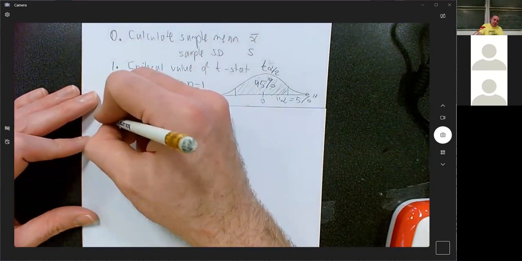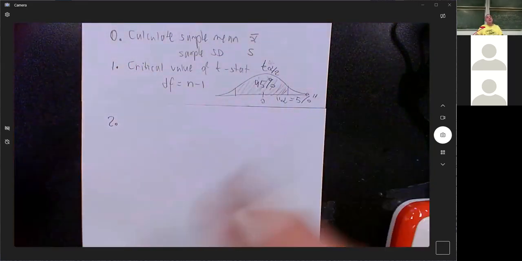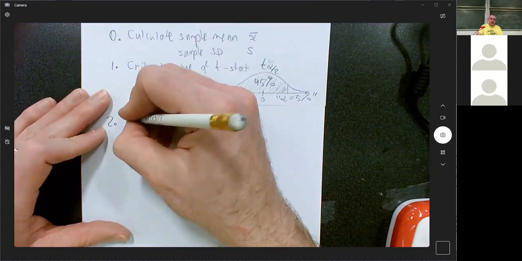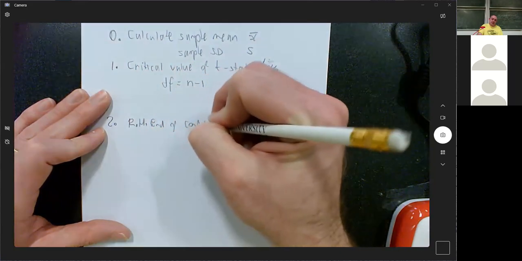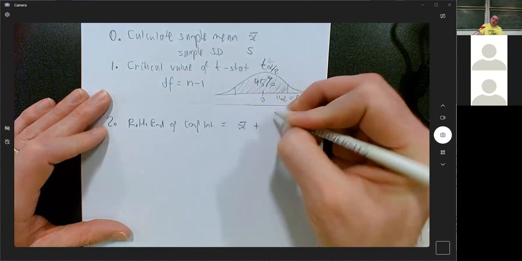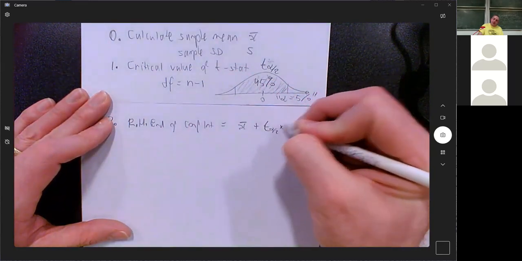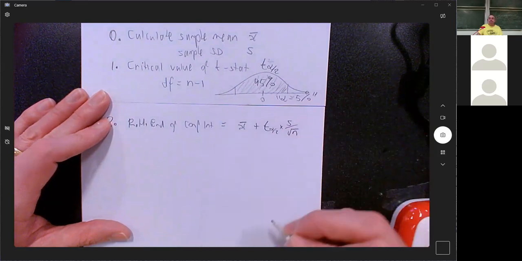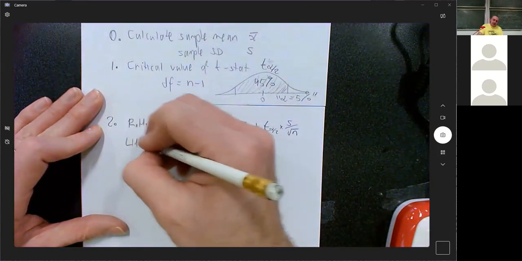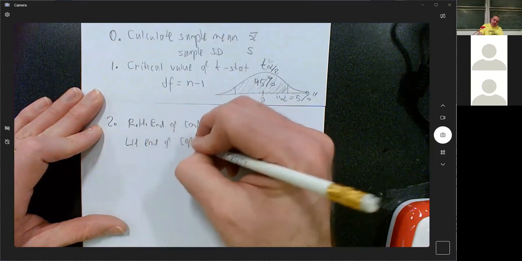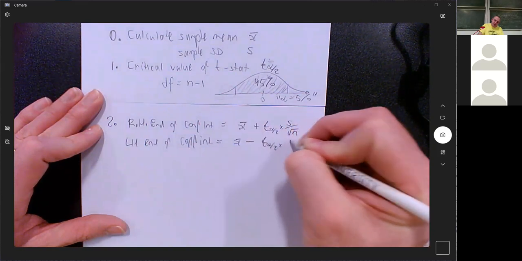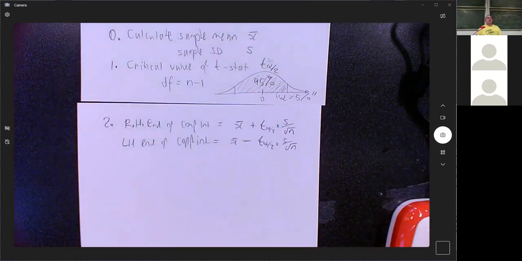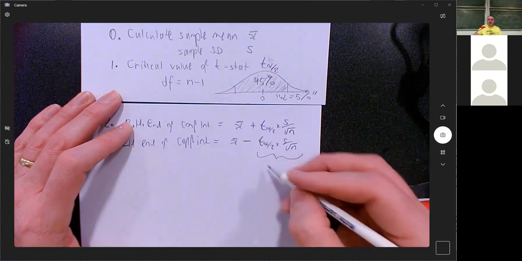Okay, and then your confidence interval has 2 ends. It has a top end and a bottom end. So the right-hand end of the confidence interval is the sample mean plus the T alpha on 2 times the S on root n. And the left-hand end of the confidence interval is X bar minus this thing. You're welcome. And I don't know if they do this in this course, but this part of the calculation is called the margin of error.